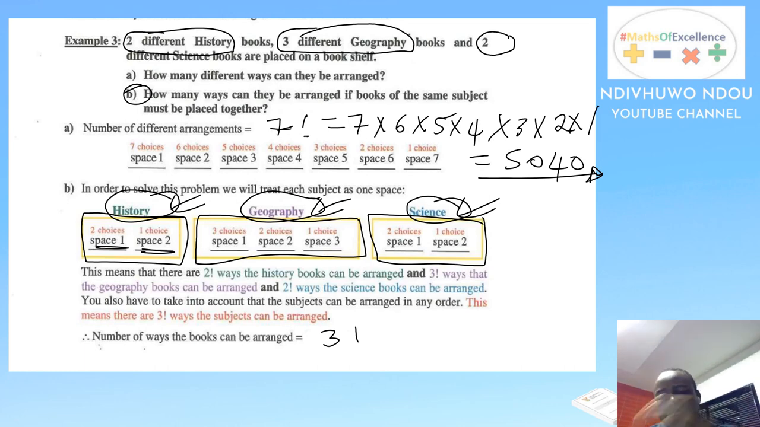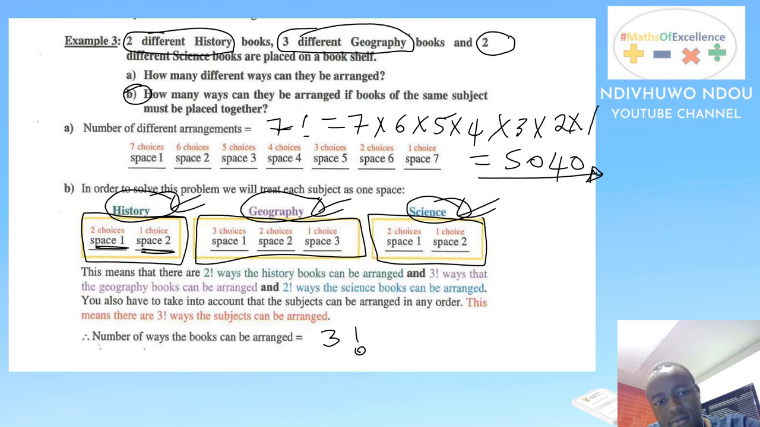Because there are 3 items. So remember, we are counting those books that are together as one item. Hence, we are saying there are 3 items. We can arrange them in 3 factorial ways, right? So that's it. So let's move now. But this is not the final answer.